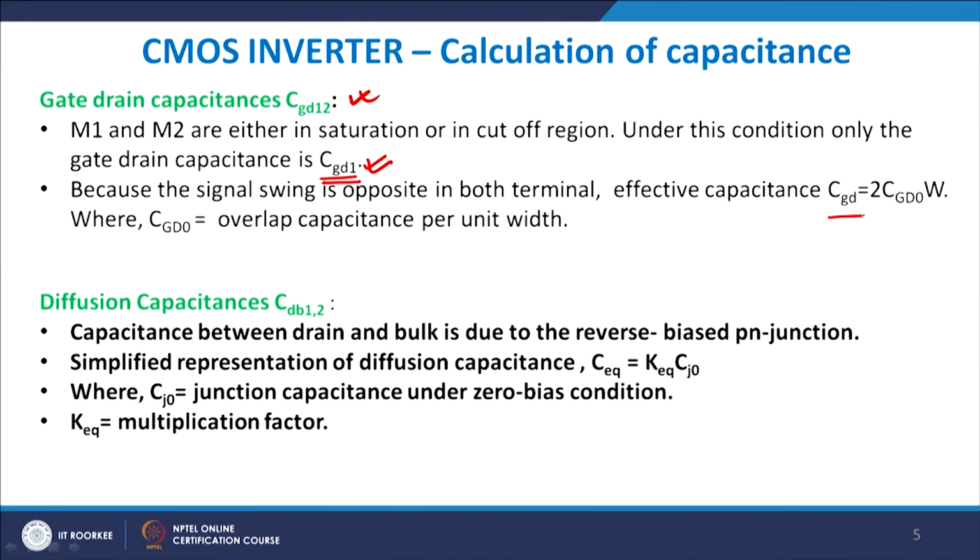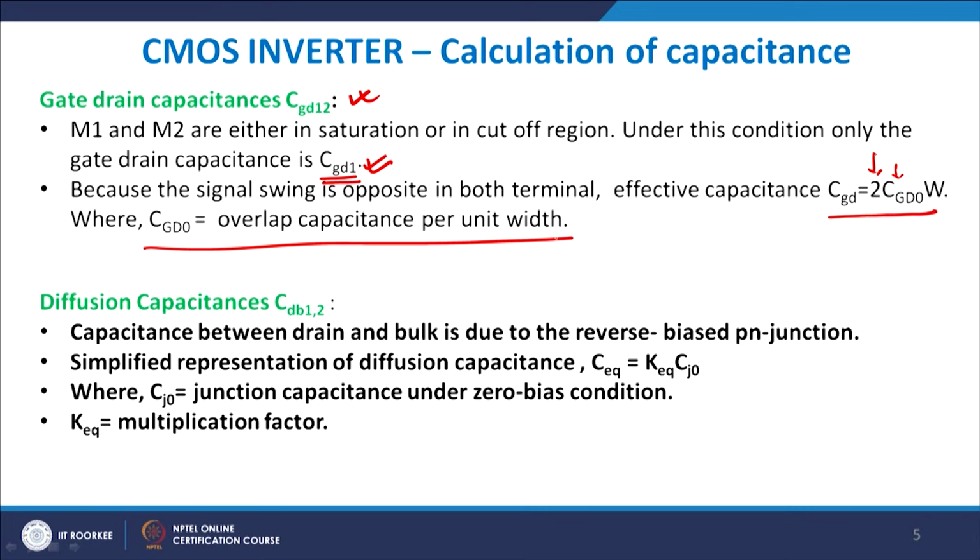If you do not consider this, we will be underestimating the overall process parameter, and that is the reason you see here that CGD is equal to 2 CGD0 into W. Why? Because we have to multiply with W, since this is per unit width, and therefore if you multiply with W, I get the total CGD. We multiply by 2 for the reasons we just developed, where CGD0 is the overlap capacitance per unit width, which we discussed in our previous discussion.